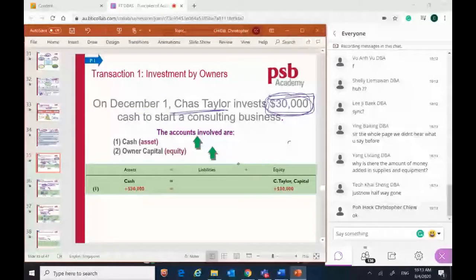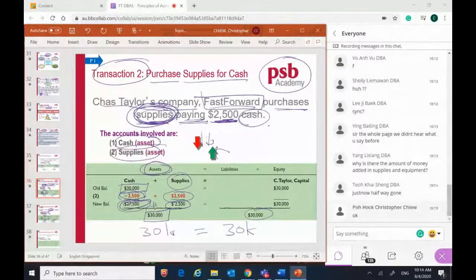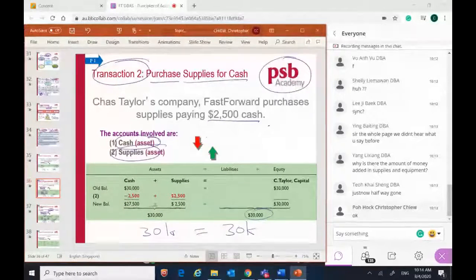All right, first one is done, right? Okay, cash goes up, capital goes up. So this is equal, 30,000 equals 30,000, right? Now, second transaction, the company purchased supplies, paying 2,500 in cash. So over here, when you pay, your cash goes down. So 30,000 minus 2,500, you're left with 27,500. Supply is an asset. Supply goes up 2,500. You add up, the total is still 30,000. So left hand side 30,000. The capital, right hand side, is still 30,000. It's still balanced, right?